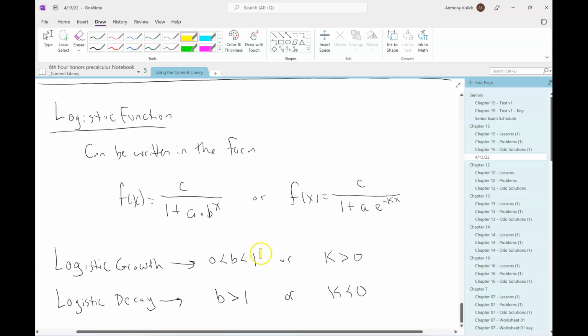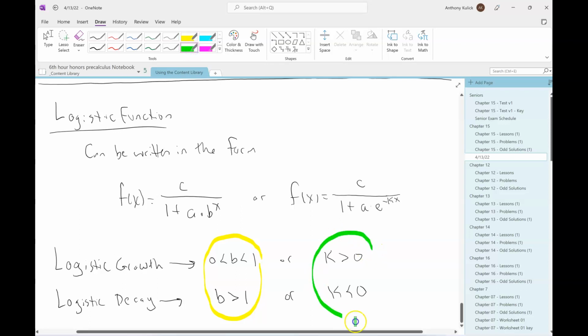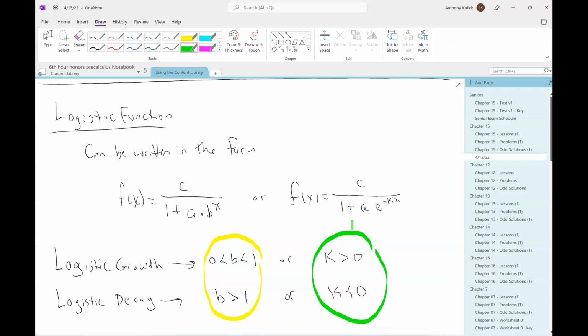Okay, notice that the criteria for the b's is opposite that for exponential growth and decay, but the criteria for the k's is the same. That often confuses students. I want to point that out. The reason that is the case is because there's that negative sign built into the version with the e in it.